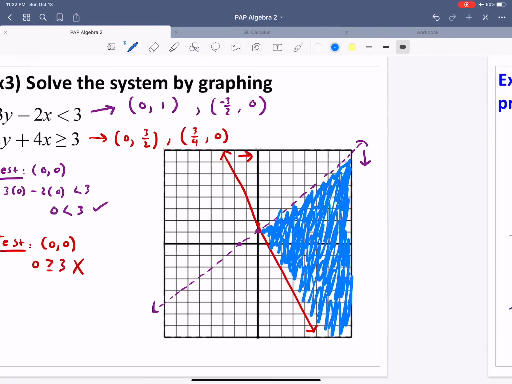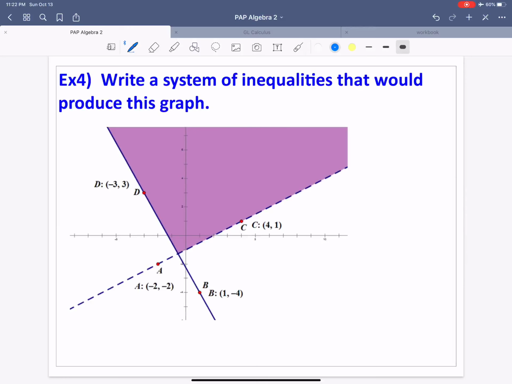Now, the last problem that we're going to look at together is a lot of fun. It's a problem where we have to work backwards, okay? So we're going to write a system of inequalities that would produce this graph. So you see a lot that's happening here. You see two boundary lines. You see an overlapping shaded region, okay?